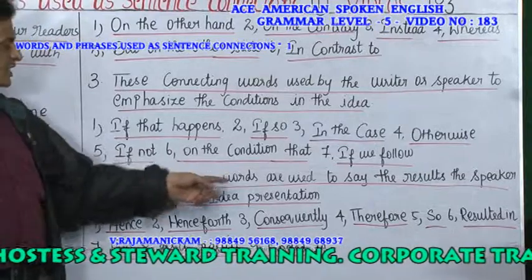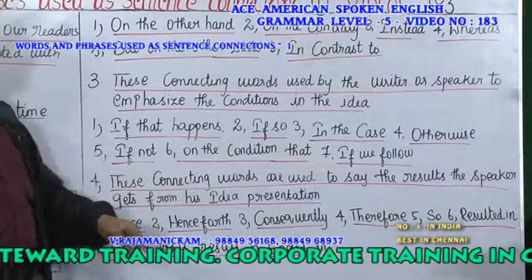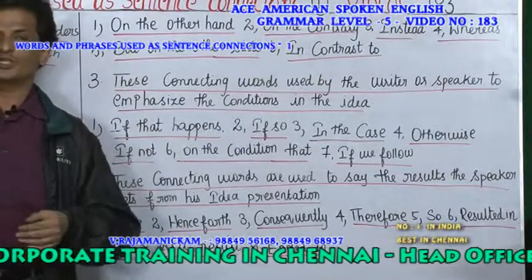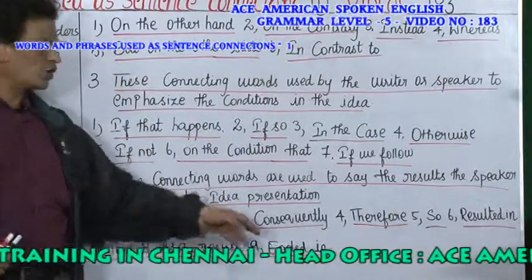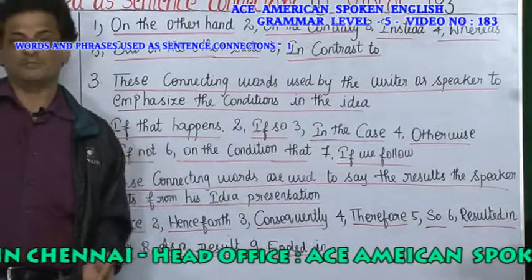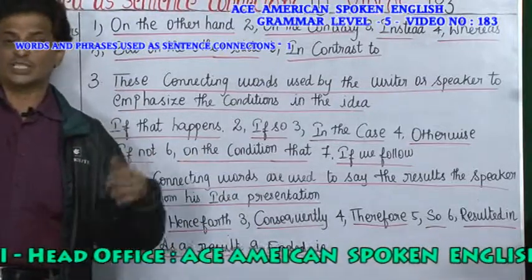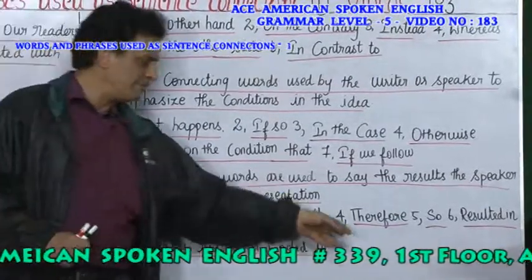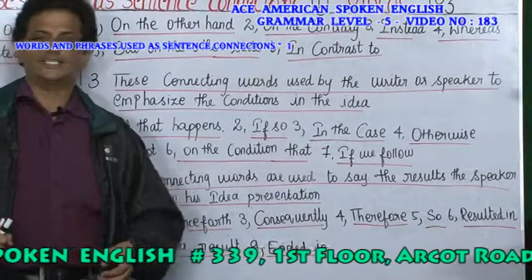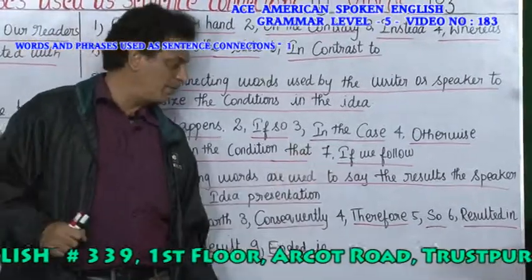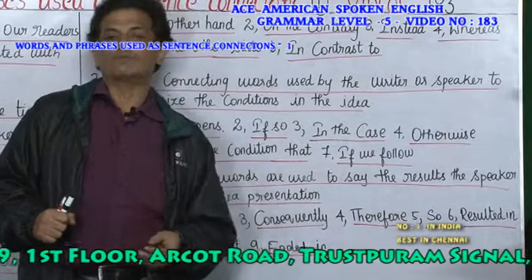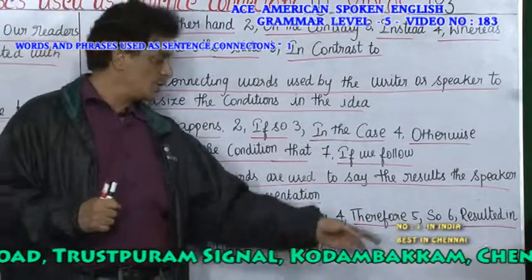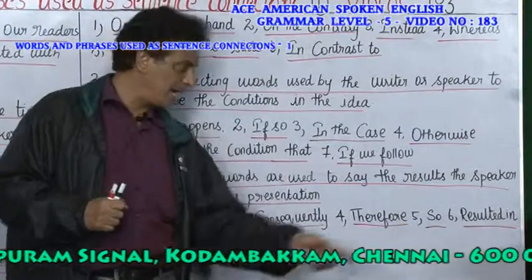Now, these connecting words are used to say the results. Hence, he studied well, hence he got good marks. Henceforth I am not going to drink alcohol. Consequently, he started earning a lot of money. Consequently, his family members became rich. Therefore, he is calm and quiet. Therefore, he is not a problem over here. So, he is working very hard. So, sooner he will be a rich man.